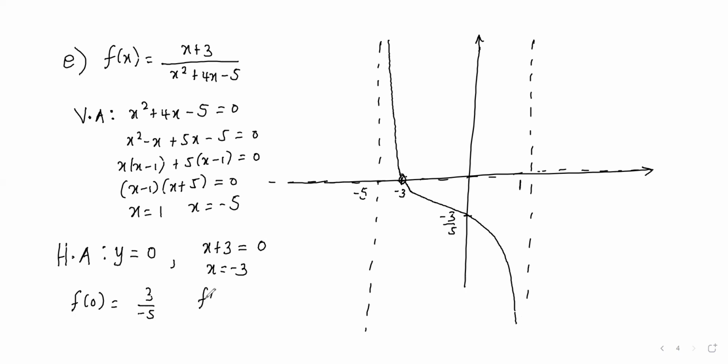Okay. Then after 1, let's pick 2. What is f of 2? F of 2 is 5 on top over 2 squared. That's 4 plus 8 minus 5. This is 5 over 7. Positive, so the graph is here.